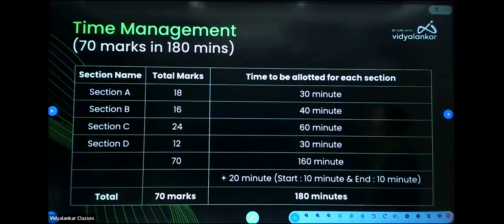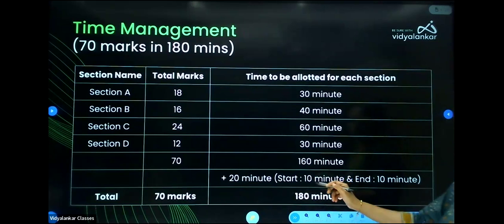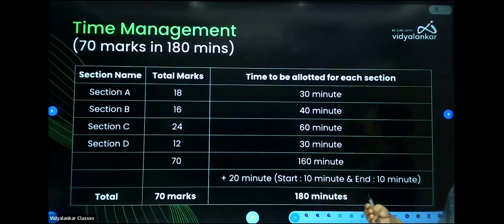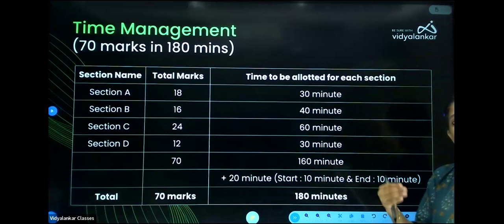Now next, let us discuss how to write our paper in 3 hours. Here you are expected to initially spend the first 10 minutes to understand what types of questions are there in the question paper. Read the question paper initially, find out which questions you find easy, and decide which you are going to write in your paper.